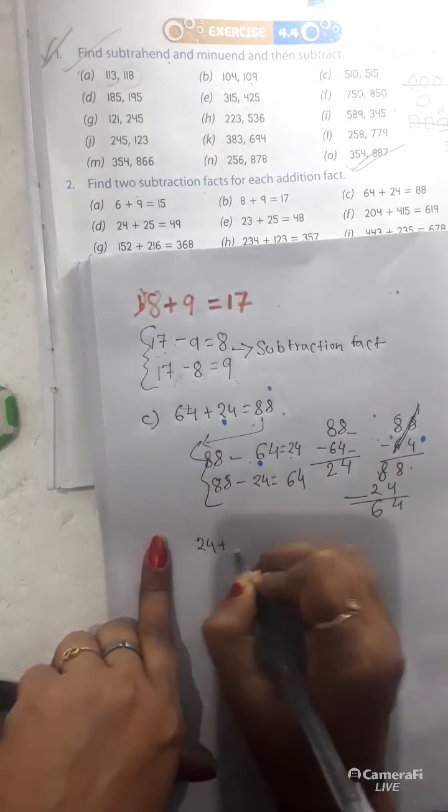Next one, 24 plus 25. 24 plus 25 is what?